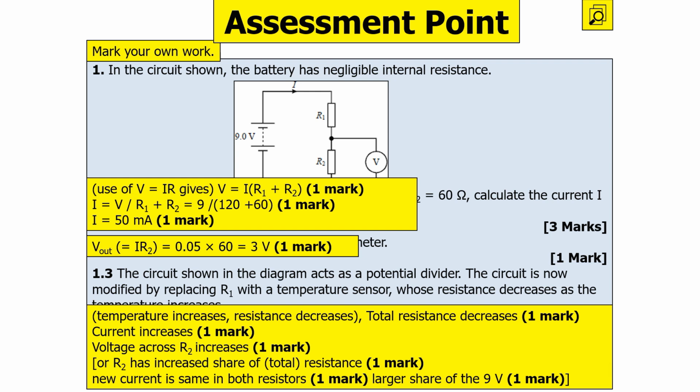Or you could also say the reason is because in the temperature sensor, if R goes down, V goes down because they're directly proportional, so therefore the other device must have a greater value of V to satisfy Kirchhoff's laws, so therefore have a larger share of the 9 volts.